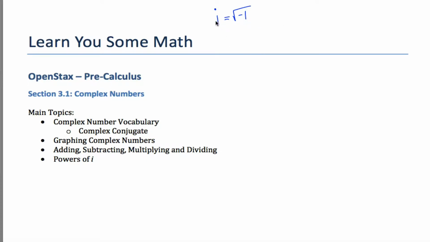Before I go any further, let me note that this is an equation, so I can do stuff to both sides of the equation. I can square both sides of the equation. If I squared both sides of the equation, I would get that i squared equals -1. Really, these two equations are saying the same thing: i squared equals -1, or i equals the square root of -1. I like to have them both handy.